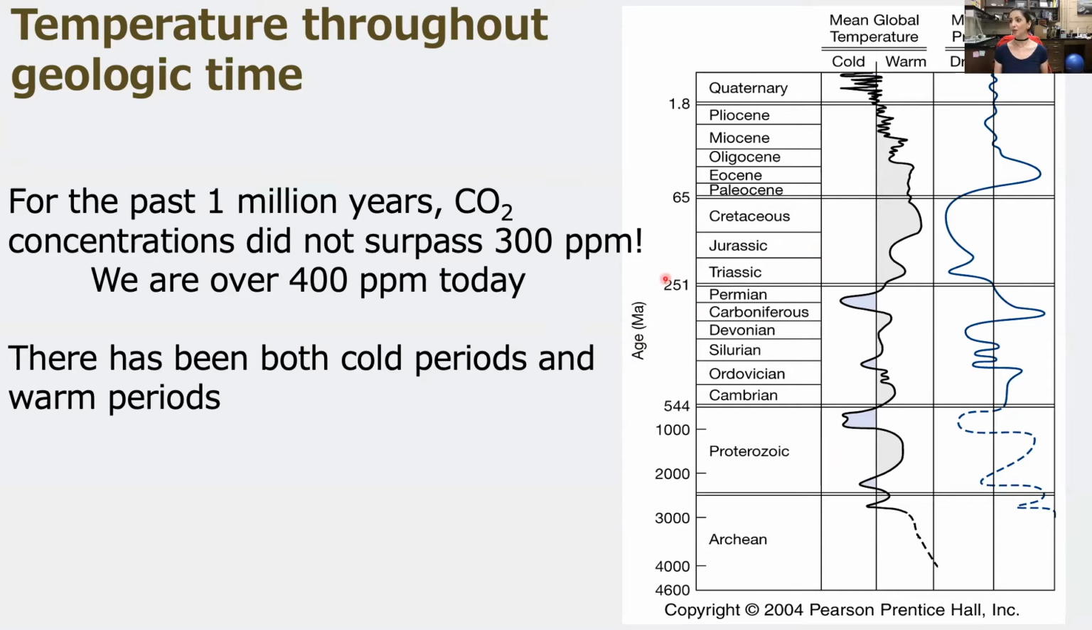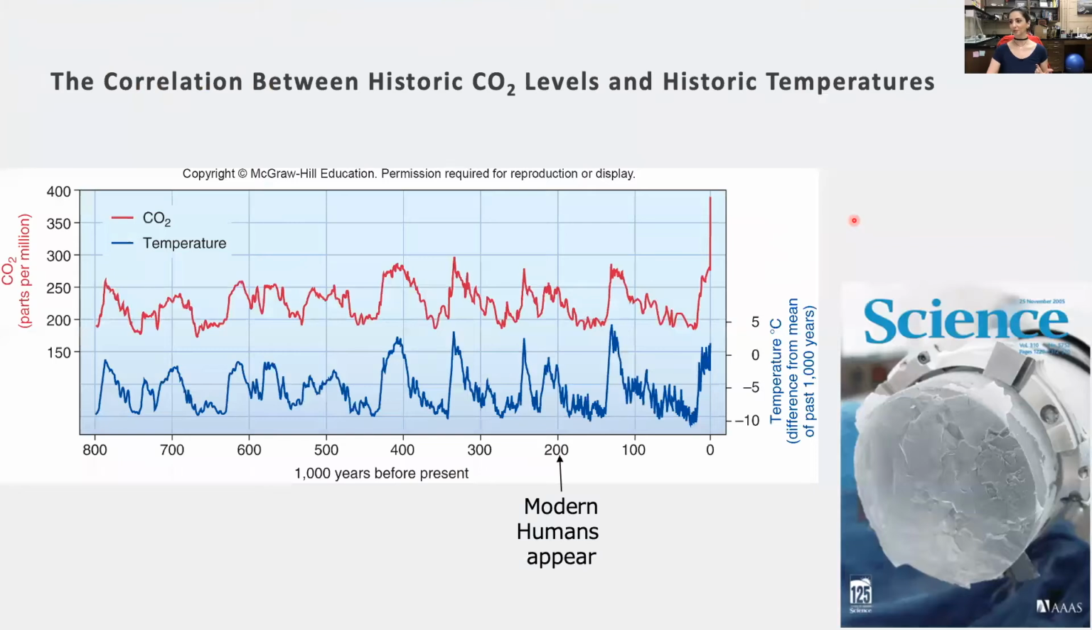For example, if we were to take a look at the type of climate that the dinosaurs experienced when they were on Earth, just before they went extinct about 65 million years ago, we are basically in a refrigerator compared to then. So let's take a look at the correlation between CO2 concentration and temperature.